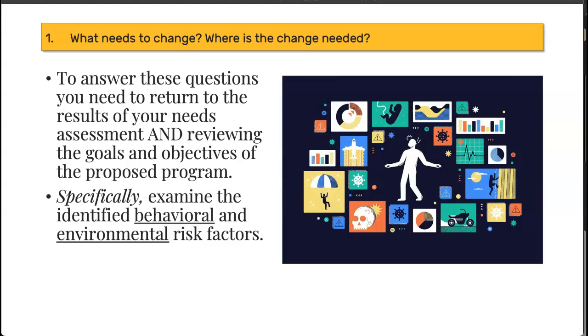Specifically, you want to really focus on examining the behavioral and environmental risk factors, because these are the things that we can modify, right? There's going to be some genetic components that put someone at risk for, say, heart disease or cancer or whatever the outcome is, but those usually are not modifiable. So for our cases, we need to address the behavioral and environmental risk factors.